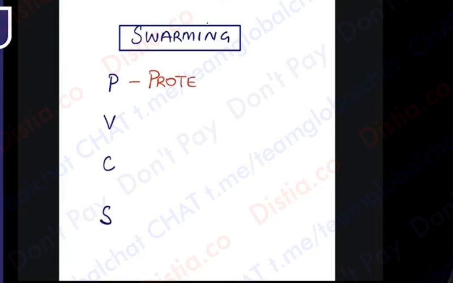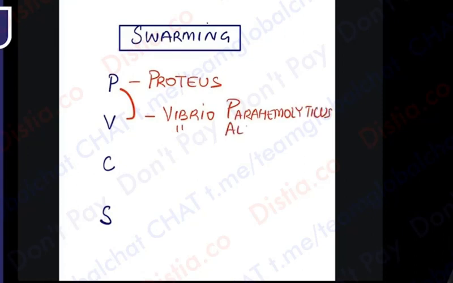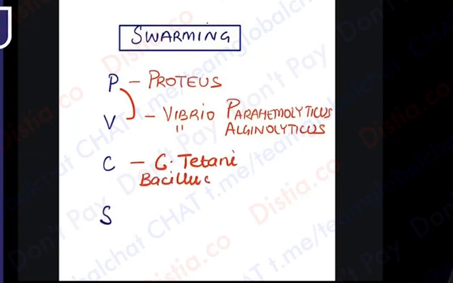So P is going to stand for Proteus. VP together means you're talking about Vibrio. Which Vibrio? I told you VP, na. So Vibrio parahaemolyticus. There is another Vibrio that you have that is known as Vibrio alginolyticus. Vibrio alginolyticus is also going to show. Then C for Clostridium tetani. There is one Bacillus which starts with a C, and that is Bacillus cereus. And finally, there's an organism with S called Serratia.